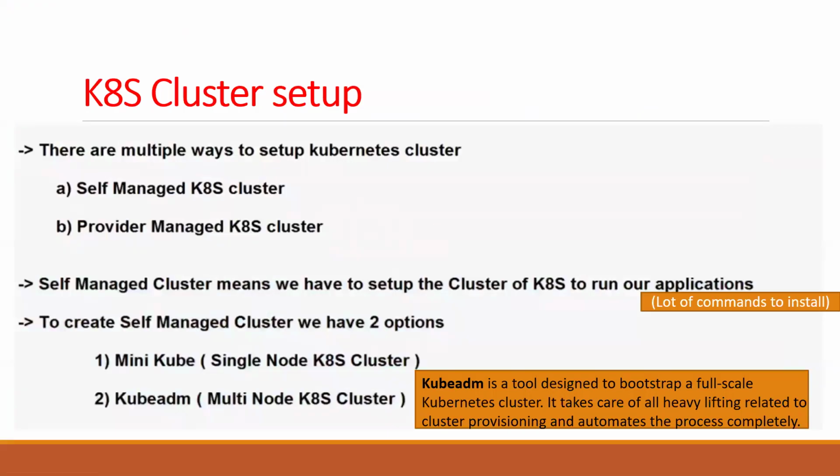So Kubernetes cluster setup. How can you set up the Kubernetes cluster? There are multiple ways: self-managed Kubernetes cluster and provider-managed Kubernetes cluster. Self-managed means we have to set up the cluster ourselves to run our applications, with a lot of commands to install manually. To create a self-managed Kubernetes cluster, we have two options. One is Minikube, which is nothing but a single node Kubernetes cluster. I already told you, right, guys? And the other is kubeadm, which is nothing but a multi node Kubernetes cluster.